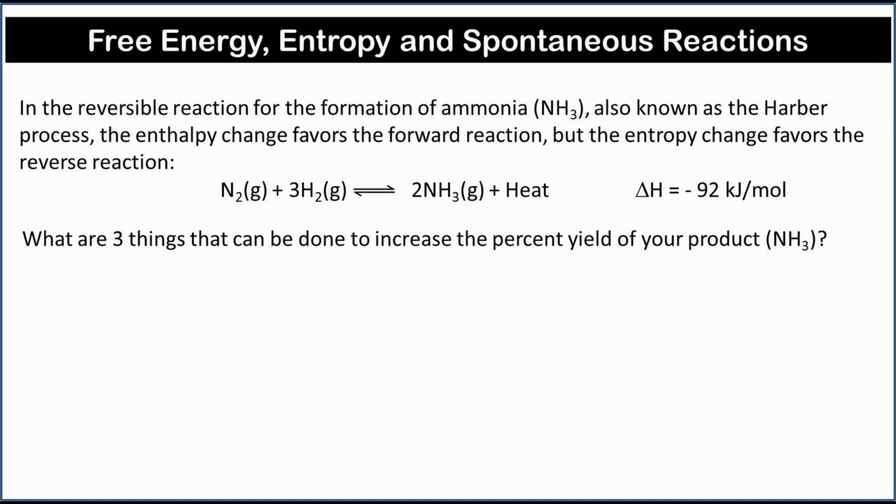Exercise. In the reversible reaction for the formation of ammonia, also known as the Haber process, the enthalpy change favors the forward reaction, but the entropy change favors the reverse reaction. Question: what are 3 things that can be done to increase the % yield of your product? Pause the video now to think about your answer.